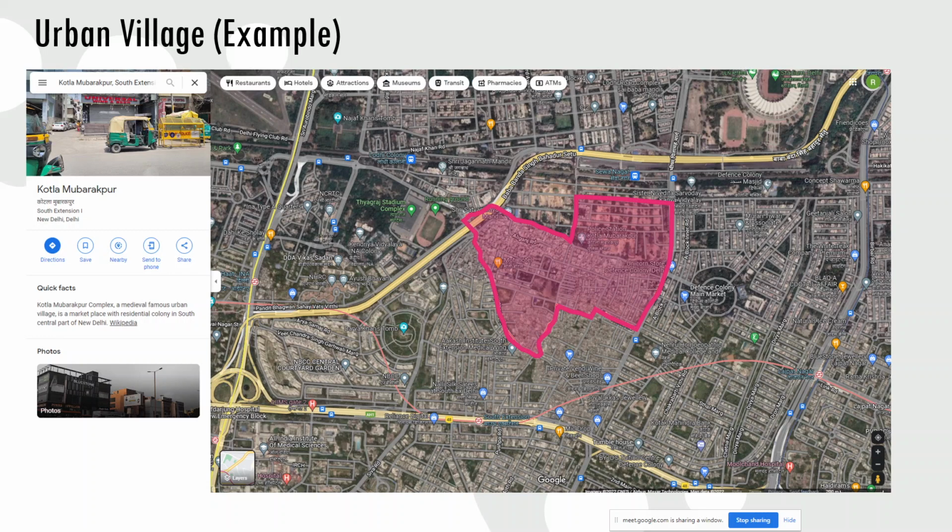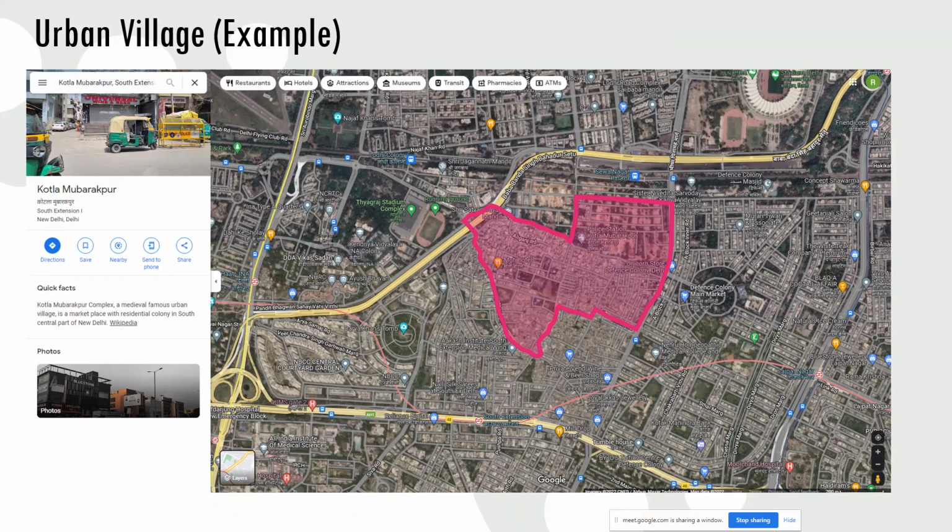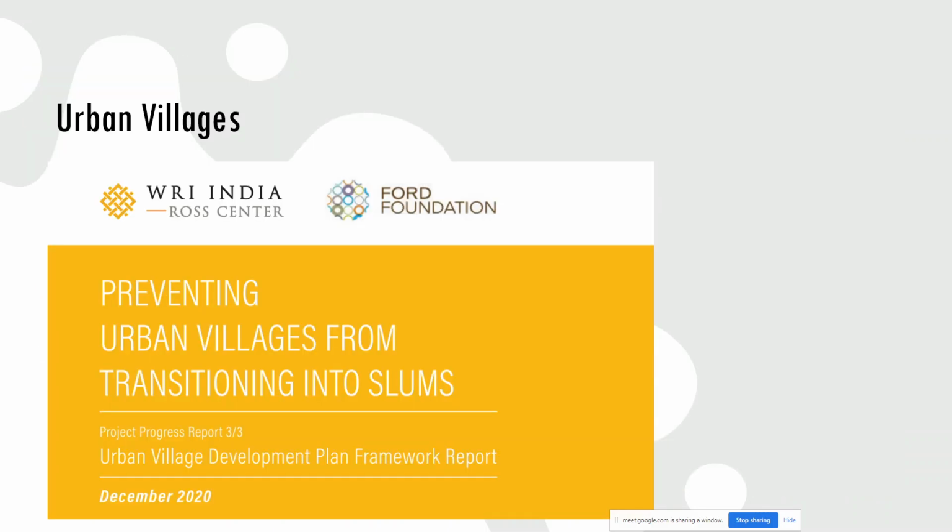I will provide you with the document, this particular report, after the session, and anyone who is interested can look at it to have a comprehensive understanding of how urban villages are developing in the Indian context. This is the report, prepared by WRI India, World Resources Institute, titled "Preventing Urban Villages from Transitioning into Slums." If you look at the previous characteristics, it says high dense settlement already, and there is some kind of issue with land ownership and other things. So if not properly taken care of, these urban villages are vulnerable to fall into the category of slums. They are slowly transitioning from urban villages to slums.